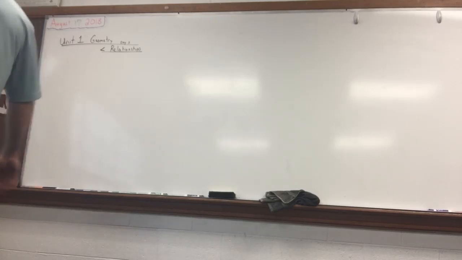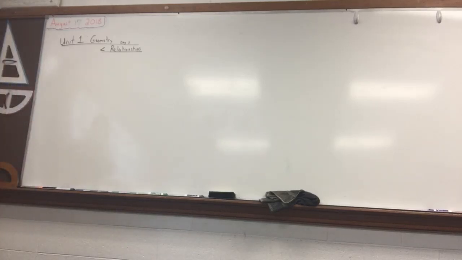So one more time, Unit 1, Geometry, Day 3. It's about angle relationships. So your homework, our warm-up, talked about acute angles, obtuse angles, and right angles. To start off the day, we need to learn one more angle type. And it is an angle that is exactly 180 degrees. So it's exactly 180 degrees.